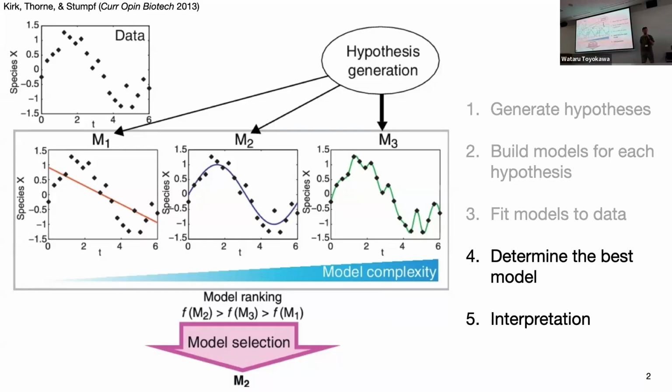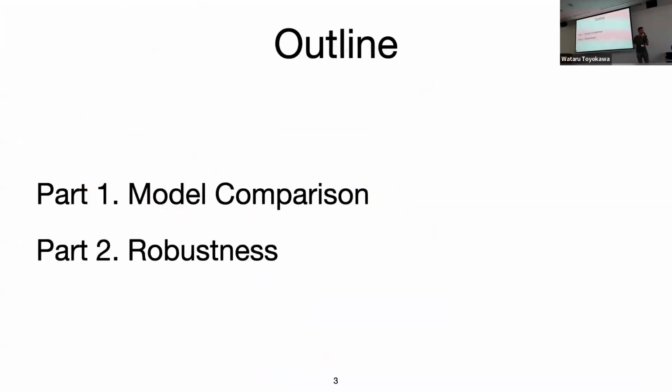So the focus for the rest of this tutorial is to determine which model is the best model, right? Finding some balance between model complexity and fit, and then also to provide strong evidence that we can trust our interpretation of this model through robustness analyses. Okay. So this tutorial has two main parts. We'll start with model comparison, and then we'll move to a section on robustness that gives us confidence that we can interpret the results from our model.